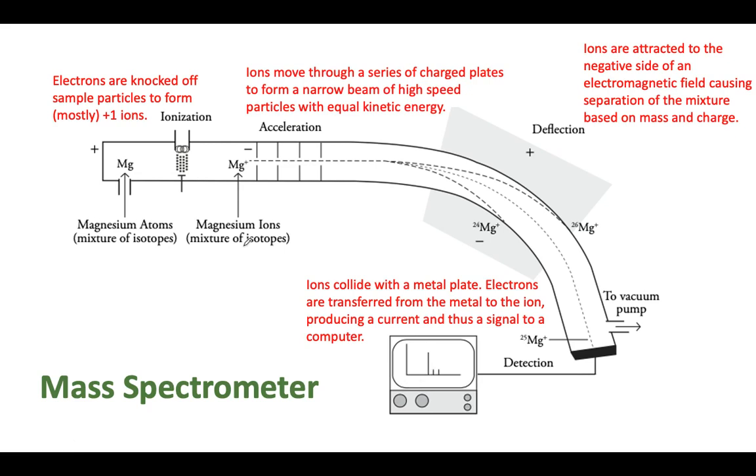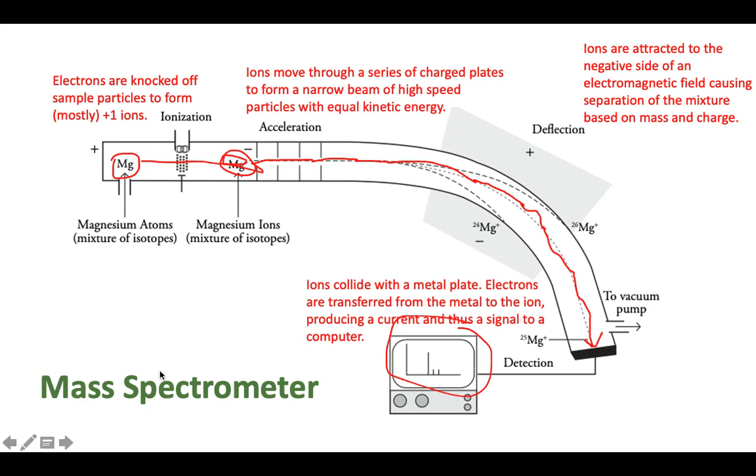So if we're taking a look here, the atom will start here and get ionized, and then it'll become charged over here. As it goes through, it gets accelerated and increases in kinetic energy, and then some of them will make their way all the way down to the detection plate, and then you get the readout in the computer. And so that's what we have going on here.